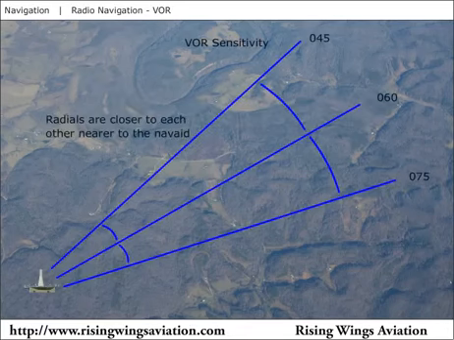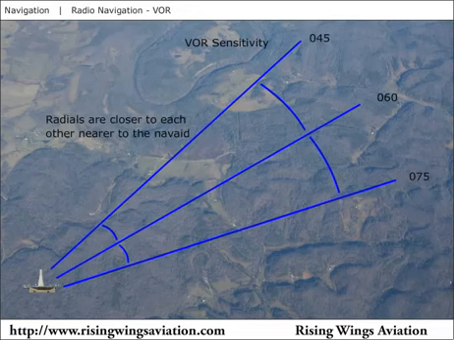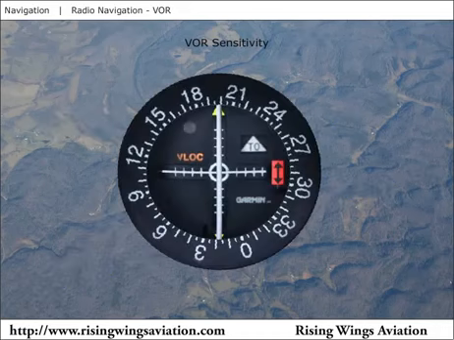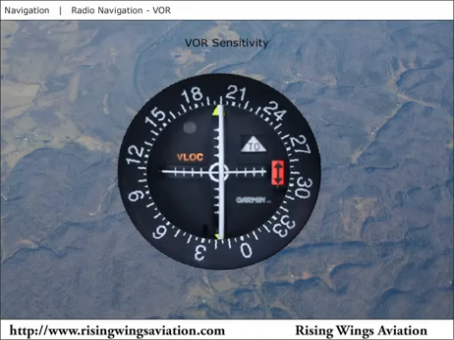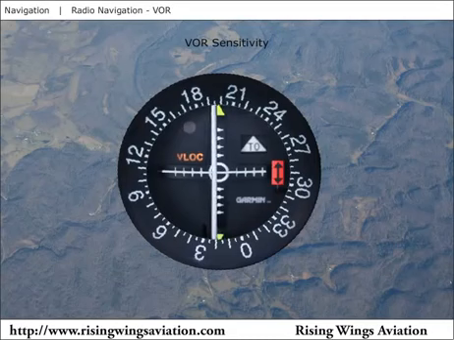Since the radials a VOR transmits all originate at the VOR station itself, the distance between radials increases the further the airplane is from the station. This means that the needle is slower to respond at greater distances from the VOR, since the airplane must move a greater distance to move from one radial to the next. As the airplane gets closer and closer to the station, the needle will become more and more sensitive, making it more and more difficult to keep centered.